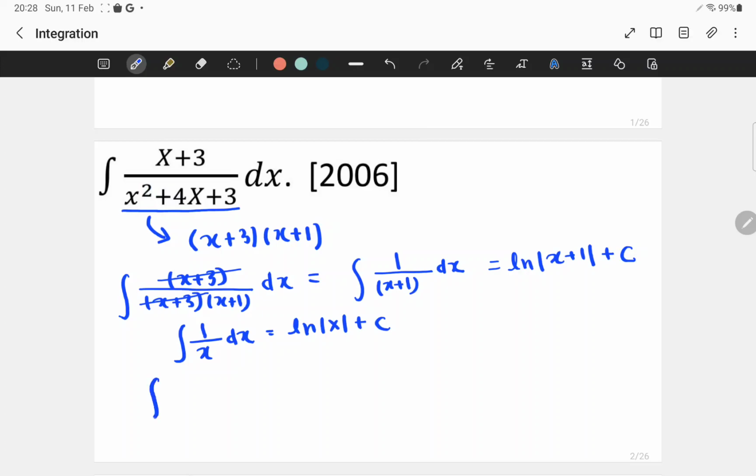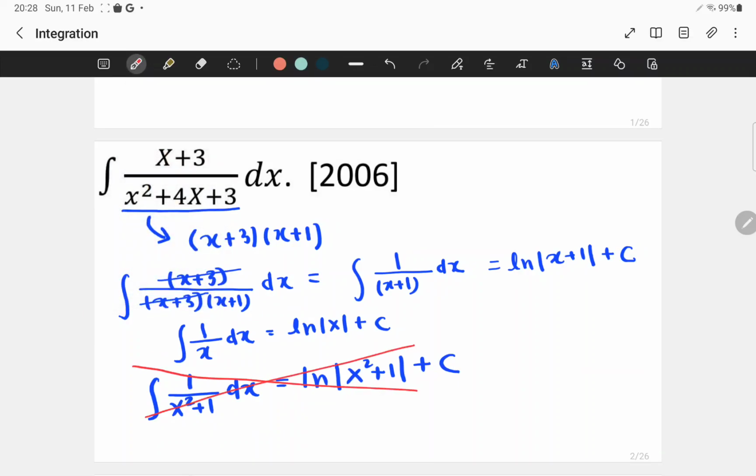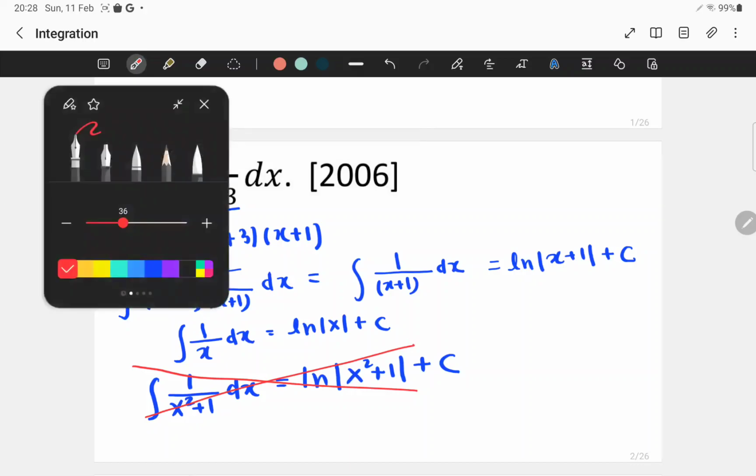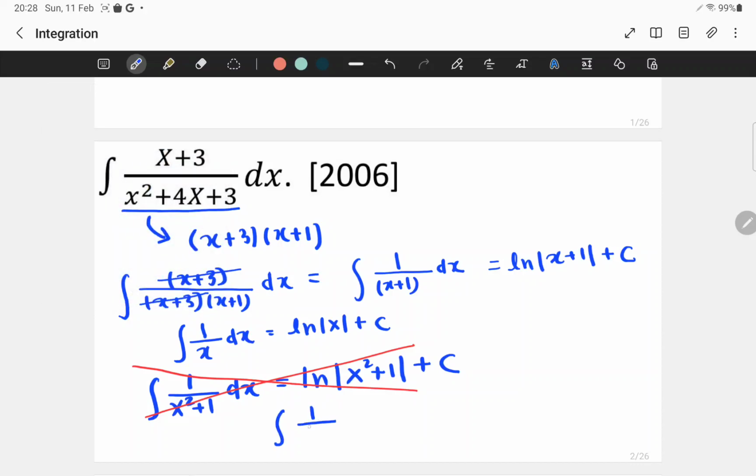Just remember, if it is 1 over x square plus 1 dx, then never put like this. This is wrong. For this, the correct answer is, remember x square plus a square, 1 over a tan inverse x by a plus c. We'll go to the next problem.